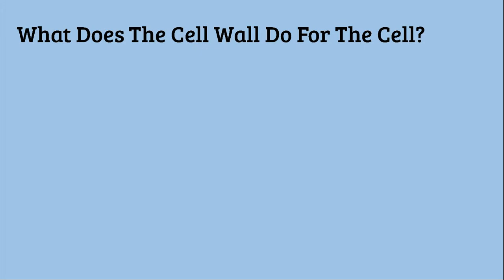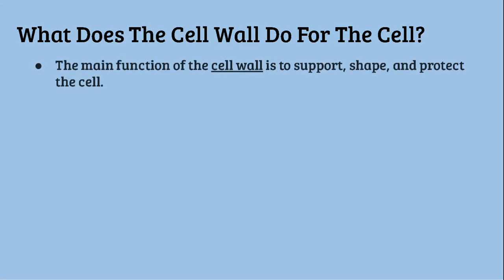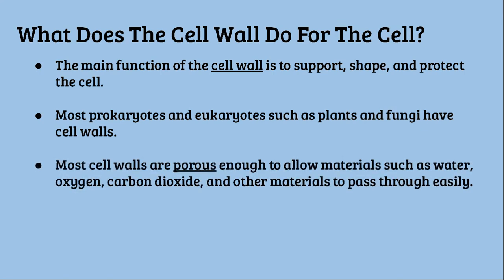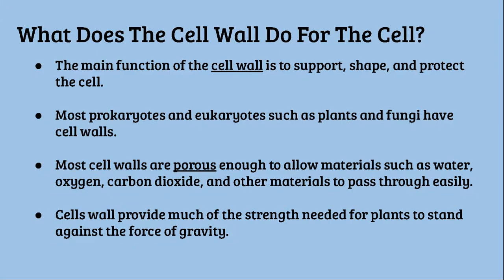How about the cell wall? We know that the cell wall helps to support, shape, and protect our cells. Most prokaryotes and eukaryotic plant cells are going to contain a cell wall. Cell walls, though, are porous, meaning that they have tiny little holes that will allow certain materials like water, oxygen, and carbon dioxide to easily pass through the cell wall and eventually through the cell's cell membrane. Cell walls provide lots of strength, especially for plant cells. This is what can enable a plant as it grows to stand upright against gravity.